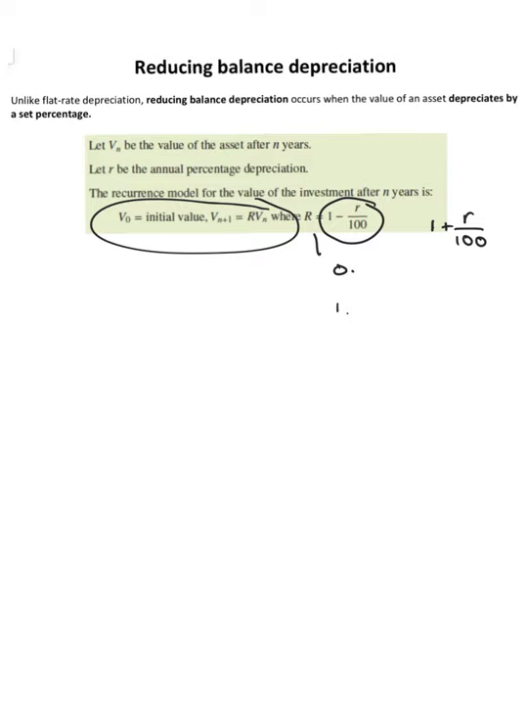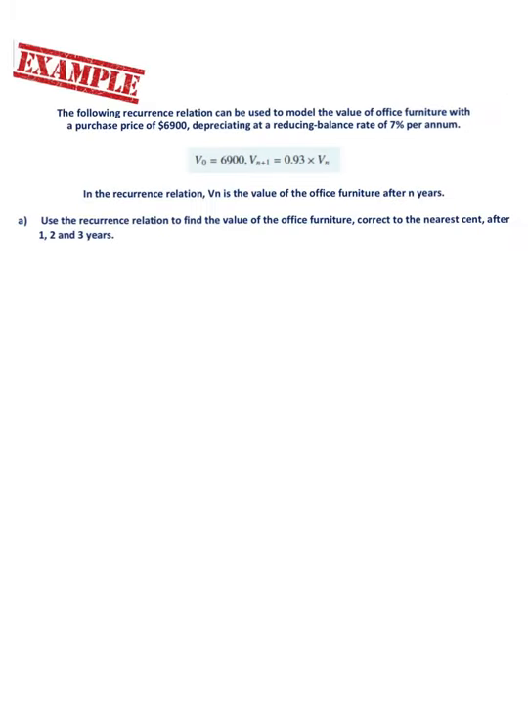When we looked at flat rate depreciation and unit cost depreciation, let's take flat rate for instance, that rate was set by a percentage of the principal, the initial amount. In reducing balance depreciation, our rate is applied to the value of the asset at that point. It's not applied to the initial value; as it depreciates, the rate is applied to the current amount of the asset. So let's have a look at an example.